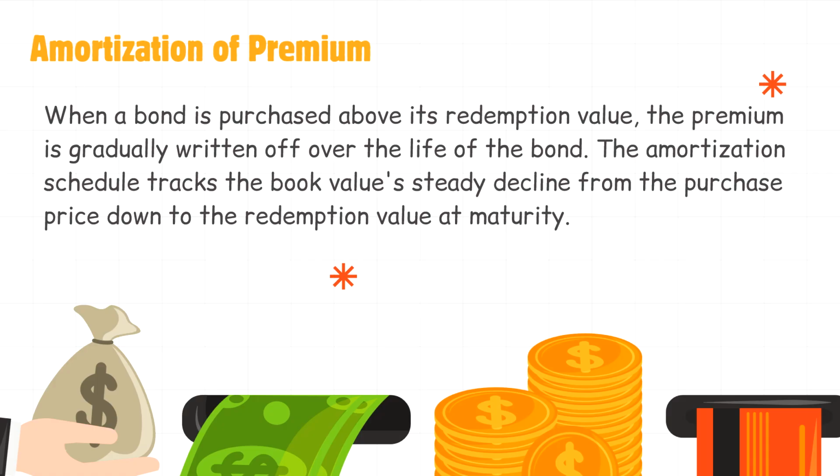Now, let's move on to our last topic, which is the amortization of premium. Now, here's a question. If you buy a bond at a premium, say for more than its redemption value, what happens to the extra amount you paid over time? The answer is that the premium doesn't just disappear at maturity. It's gradually written off or amortized period by period until the book value of the bond equals exactly the redemption value on the maturity date. We track this with an amortization schedule.